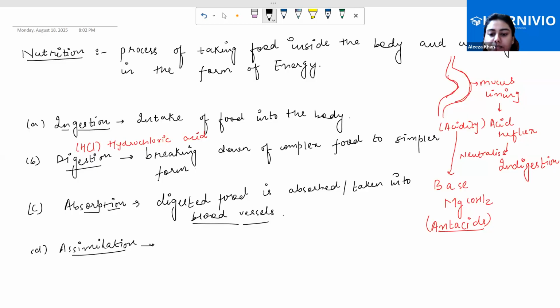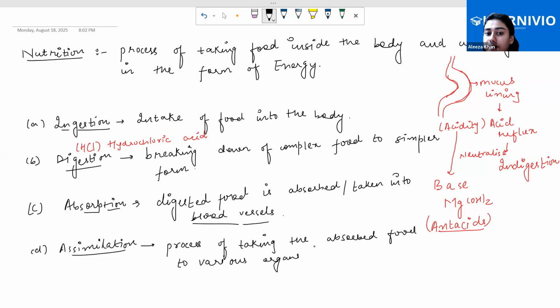Any idea, ma'am, about this term? We have understood that the absorption is done and the food is taken by the blood vessels. So the process of taking this absorbed food to various organs.